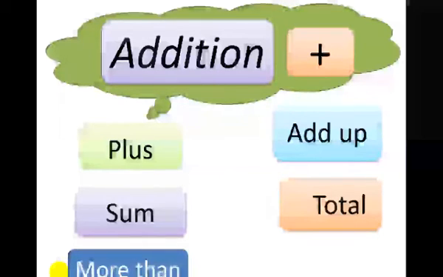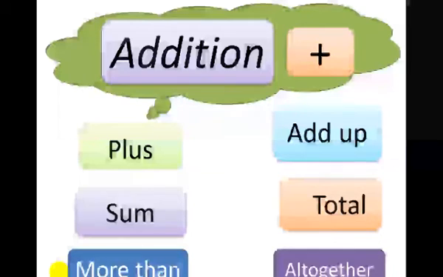More than. For instance, 10 more than a number means 10 plus that number, all together. When you are given some set of numbers and the question is count it all together, that means you add the numbers all together. These words are also the same as addition. So whenever you come across any of these words in a question, you are to add the numbers together.